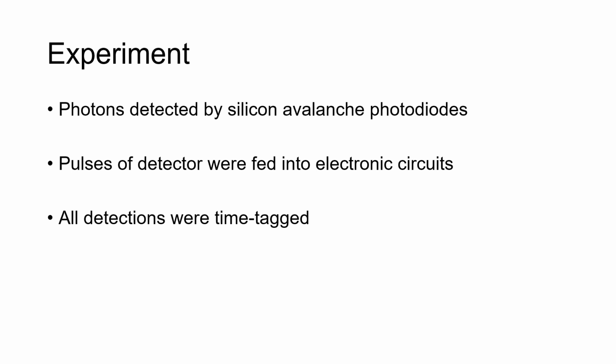The photons were detected by silicon avalanche photodiodes with noise of a few hundred per second. This is a very small amount, and the pulses of each detector were fed into electronic circuits responsible for disregarding events that occurred during transitions and encoding the position of the switch in an extra signal. Finally, all the detections were time-tagged in special time interval analyzers with 75 picosecond resolution and 0.5 nanosecond accuracy.